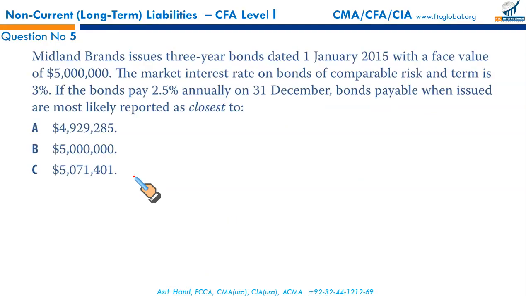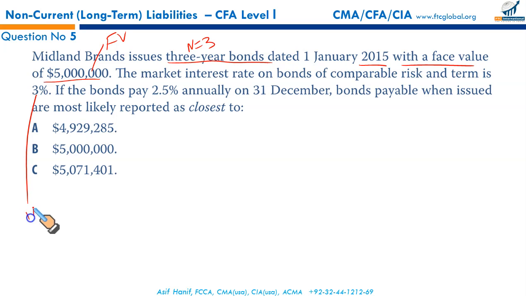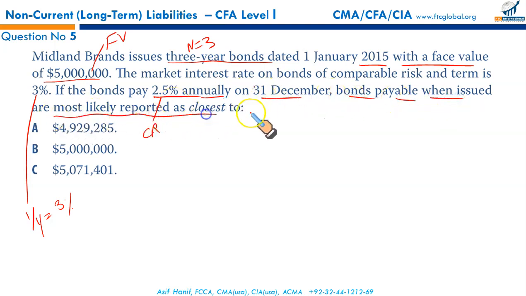Next, Midland Brands issues 3-year bonds, that is N is 3, dated 1st January 2015 with a face value of $5 million, FV. The market interest rate on the bonds of comparable risk and term is 3%. That is your MRI or interest rate per period. If the bond pays 2.5% annually, now this is your coupon rate. On 31st December, bonds payable when issued are most likely reported at what?